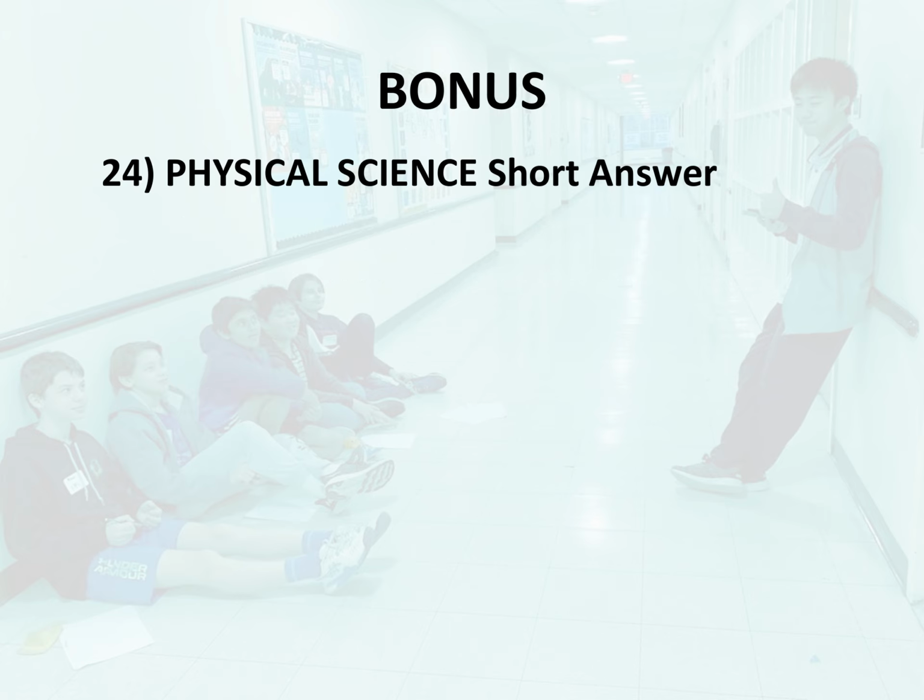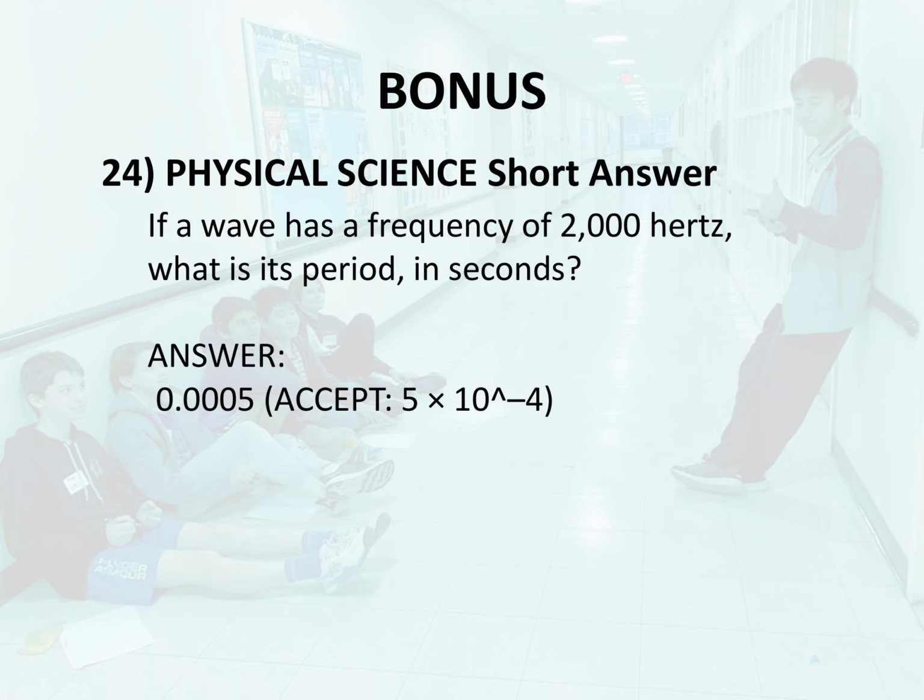Bonus 24. Physical science. Short answer. If a wave has a frequency of 2000 Hz, what is its period, in seconds? Answer: 0.0005. Accept 5 times 10 to the power of minus 4.